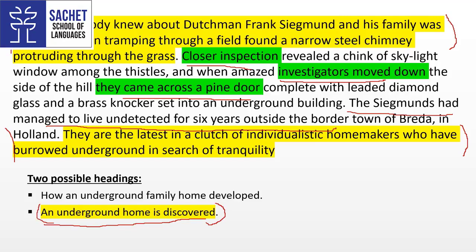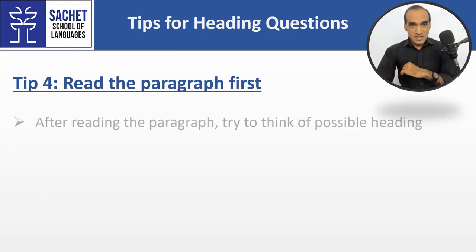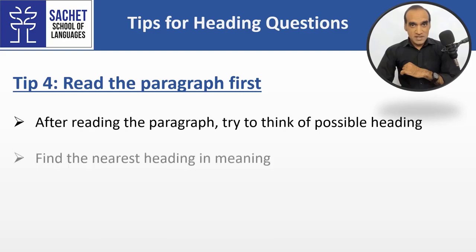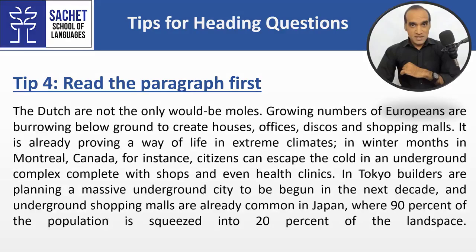Tip number 4. It is better that you read the paragraph first and then think of what you have read. What is that one thing that you have understood that the writer wants to say in the whole paragraph? Once done, move to the headings and try to find the nearest heading that matches the kind of idea you have taken from the paragraph. Let's try this example. Read the whole paragraph.